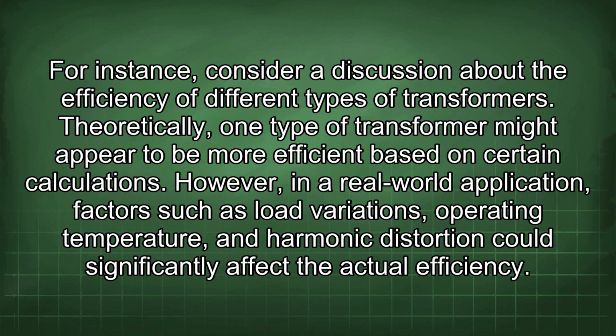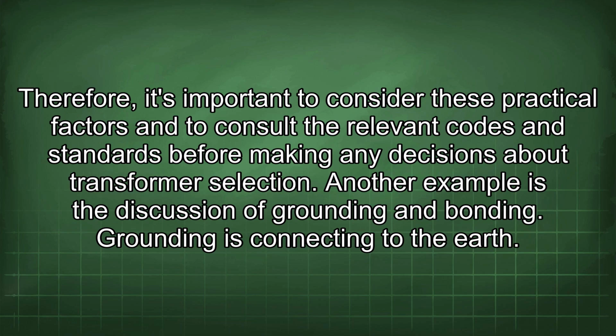For instance, consider a discussion about the efficiency of different types of transformers. Theoretically, one type of transformer might appear to be more efficient based on certain calculations. However, in a real-world application, factors such as load variations, operating temperature, and harmonic distortion could significantly affect the actual efficiency. Therefore, it's important to consider these practical factors and to consult the relevant codes and standards before making any decisions about transformer selection. Another example is the discussion of grounding and bonding.